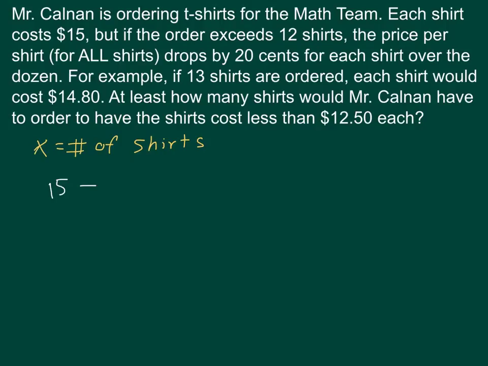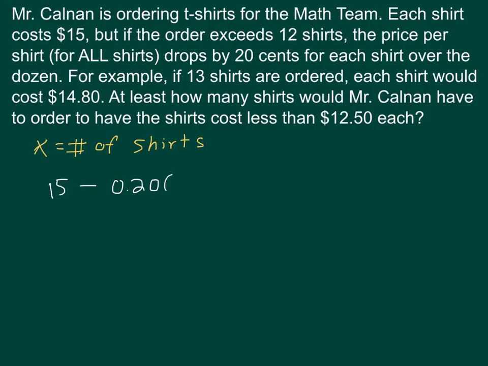20 cents multiple times. So I'm going to have 0.20. And how many times am I applying that discount? Well, it's going to be for every shirt sold except for the first 12. So if I sell, like I said in the example, 13 shirts, or buy 13 shirts, that's one 20-cent discount. If it's 15 shirts, that's three 20-cent discounts.